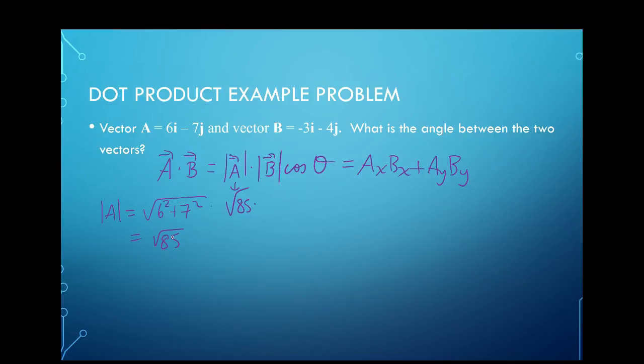And then we have the magnitude of B is going to be just 5, because it's going to be 9 plus 16. So the square root of 25 is 5.